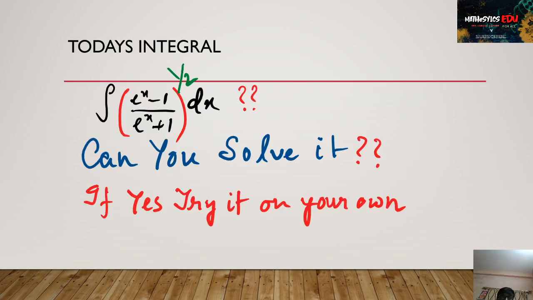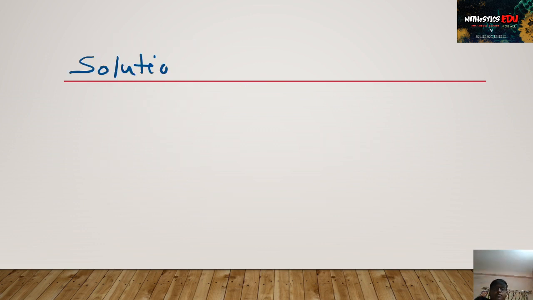Let's begin. Today's integral is the integral of (e to the power x minus 1 by e to the power x plus 1) whole to the power half. Nice little integral you can understand, but I want to make something clear: you have to solve it on your own first. You must try it at least. So can you solve it? Please try it on your own, pause the video, and then see the solution to match it up. Now let's begin the solution.